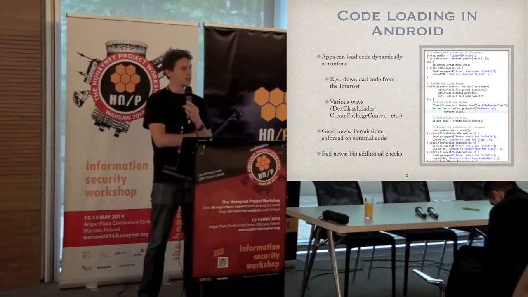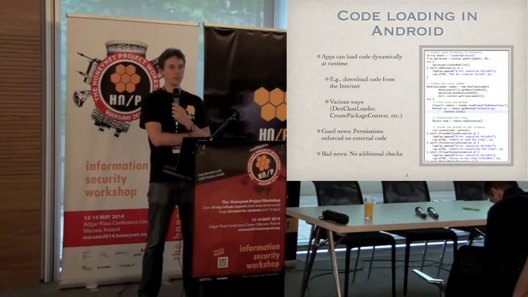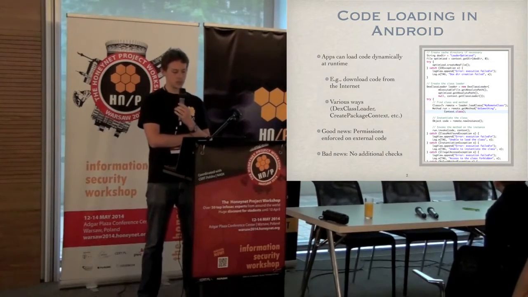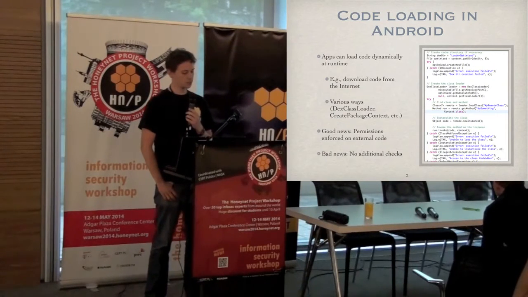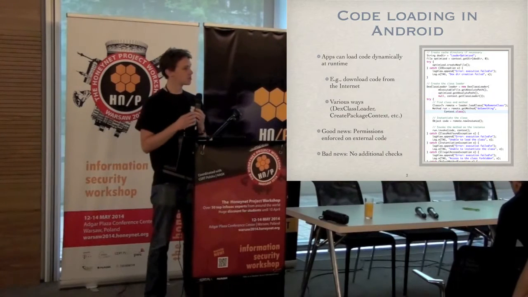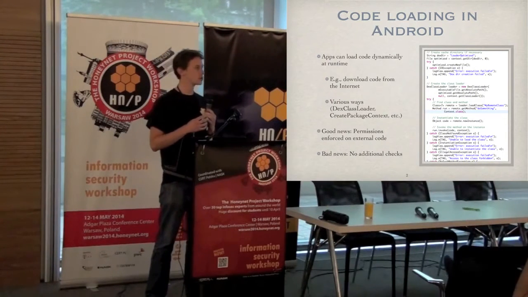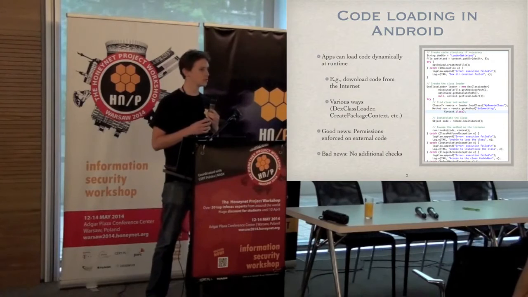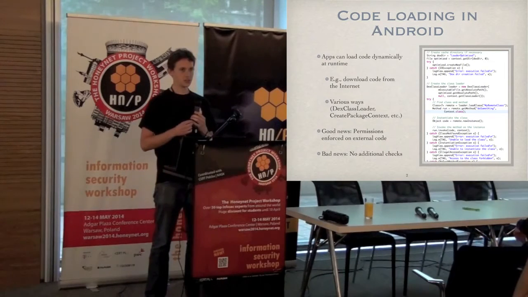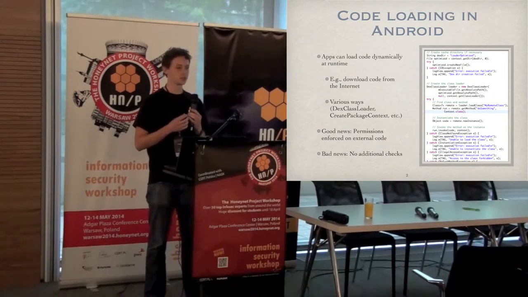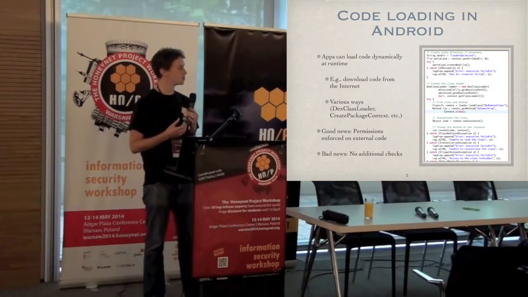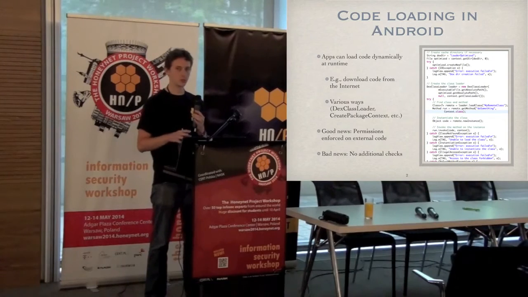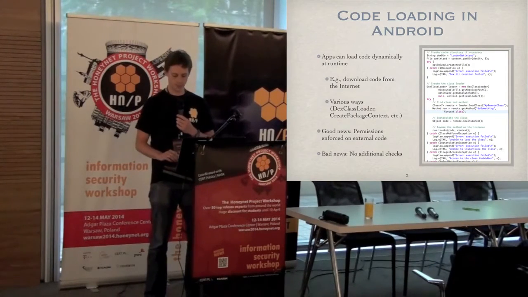There are different techniques that this can be done. We're going to talk about them shortly. But there are two, one good and one bad side to it. The good thing is the permissions that your app has are also enforced on external code that it loads. But the bad news is there are no additional checks. So the system in particular does not check where the code comes from, if the code is trusted. There's no check whatsoever on the external code.